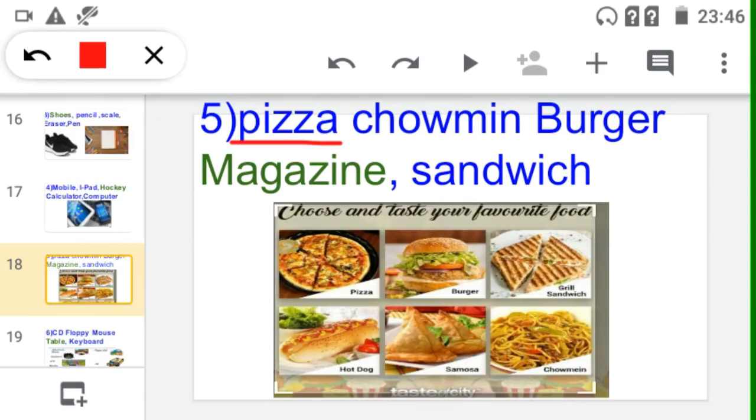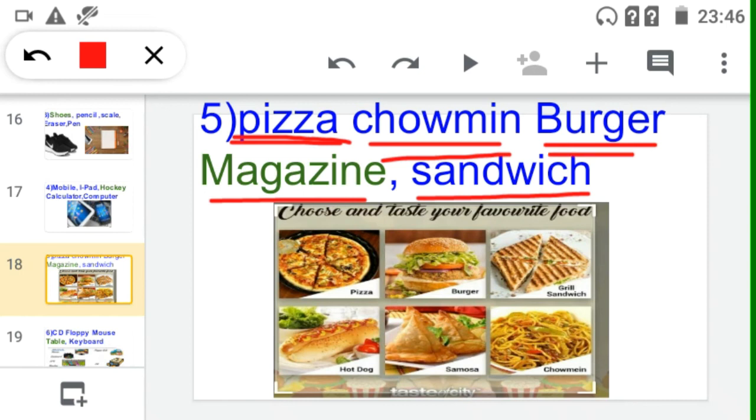First thing is a pizza, then chow mein, then burger, then magazine, then sandwich. Have you observed, students? These are the five things. Pizza, chow mein, burger and sandwich, these four things are what? Fast food. Correct. These are the fast foods. These are things we are eating.